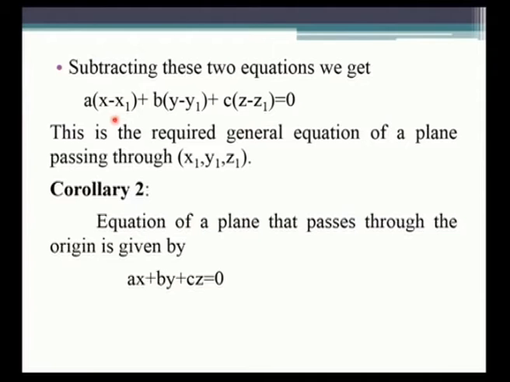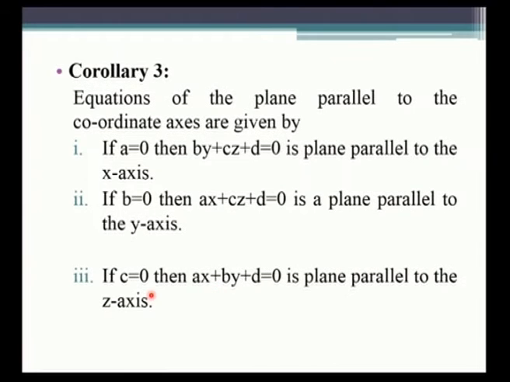First corollary is the equation of a plane which passes through a point, that is a into x minus x1 plus b into y minus y1 plus c into z minus z1 is equal to 0. Then the equation of a plane which passes through the origin is given by ax plus by plus cz is equal to 0. Then equations of the plane parallel to the coordinate axis are given by these three expressions.